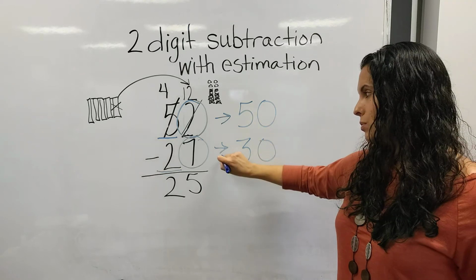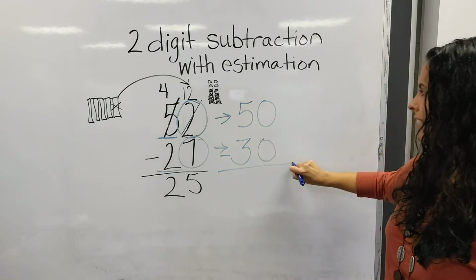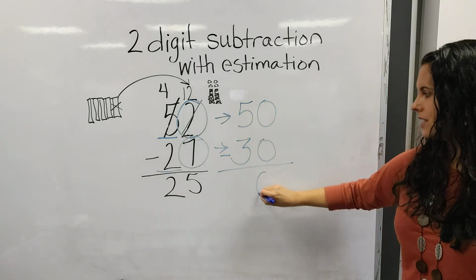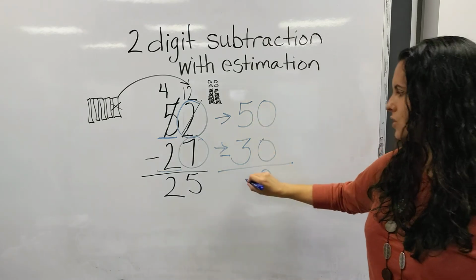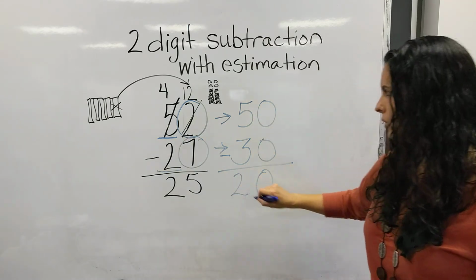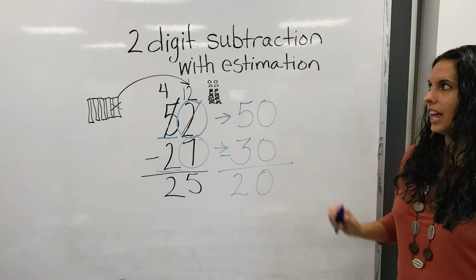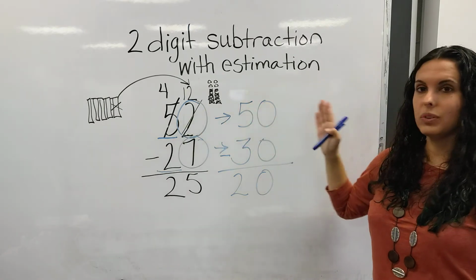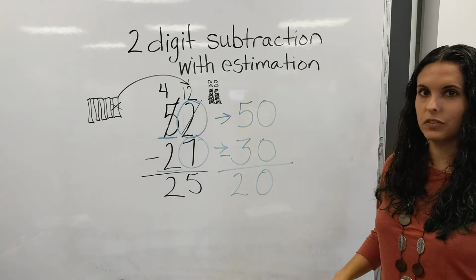And remember, you're subtracting. 0 minus 0 is 0. 5 minus 3 is 2. And that is what subtraction with estimation will look like for two digits.